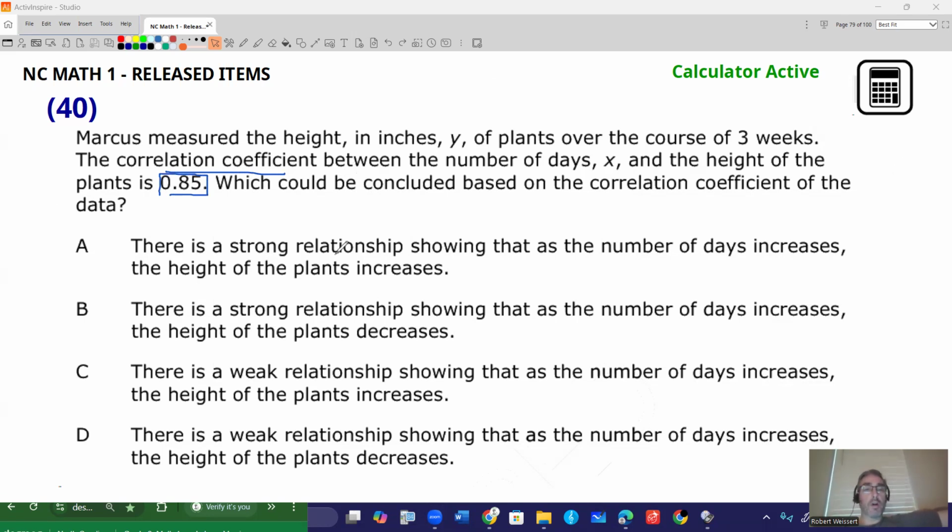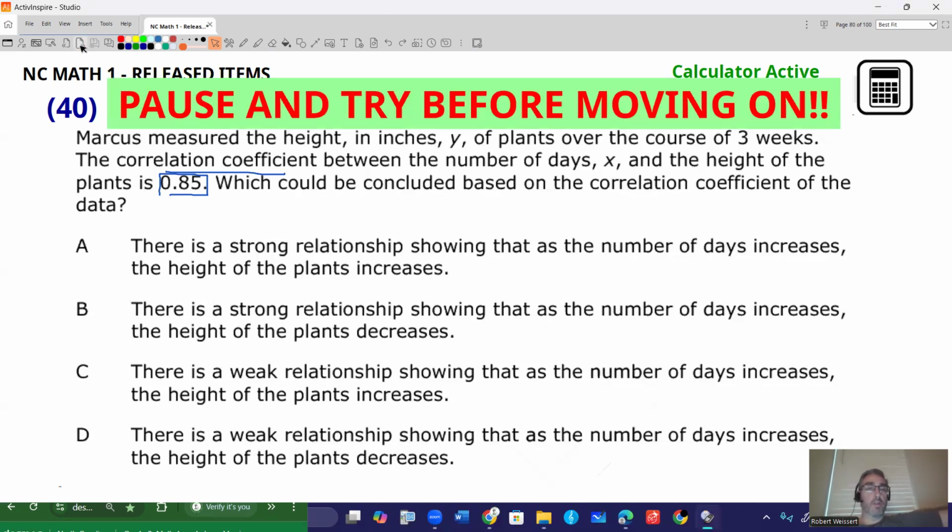A. There is a strong relationship showing that as the number of days increases, the height of the plants increases. B. There is a strong relationship showing that as the number of days increases, the height of the plants decreases. C. There is a weak relationship showing that as the number of days increases, the height of the plants increases. And D. There is a weak relationship showing that as the number of days increases, the height of the plants decreases. Well, as you always should, pause the video and see if you can come up with this one on your own.